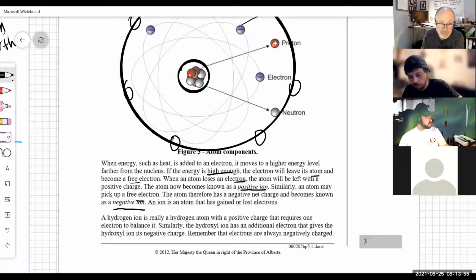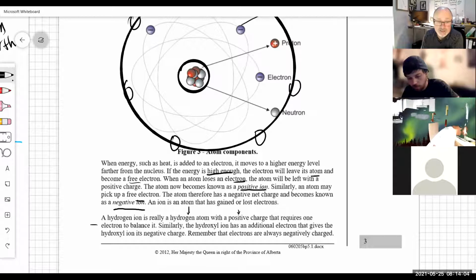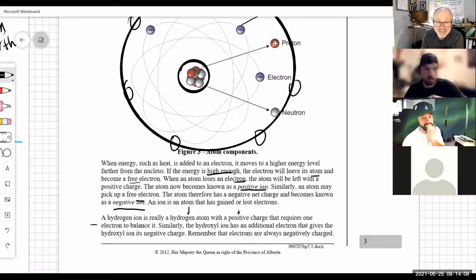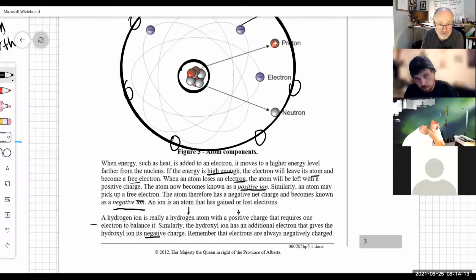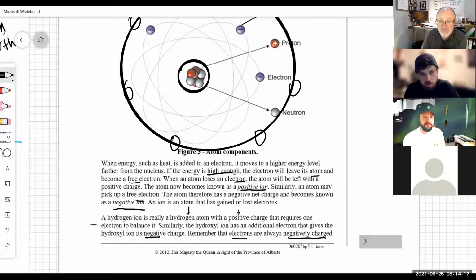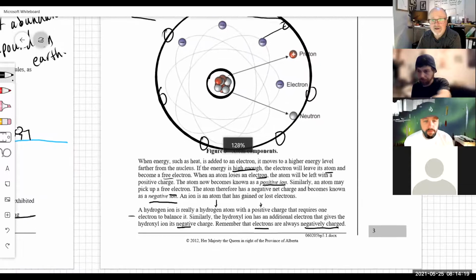A hydrogen ion is really a hydrogen atom with a positive charge that requires one electron to balance it. Similarly, a hydroxyl ion has an additional electron that gives it its negative charge. And remember, electrons are always negative.